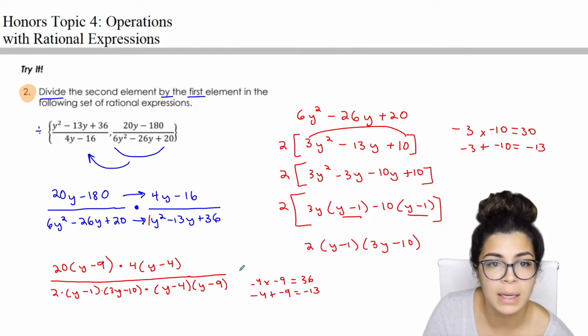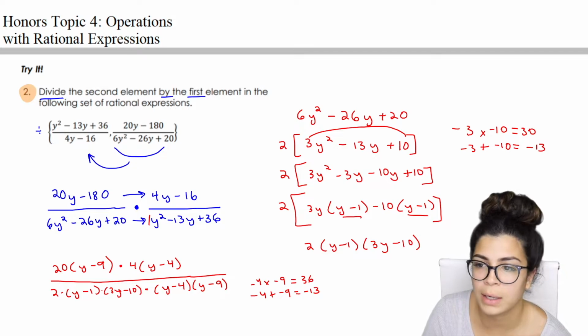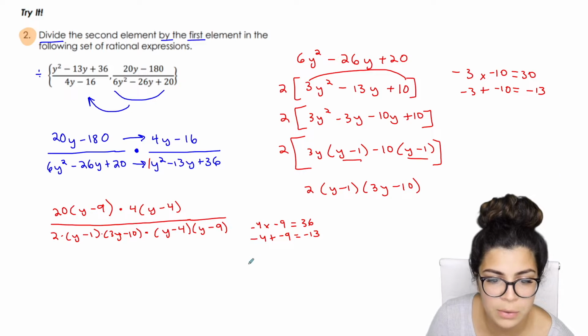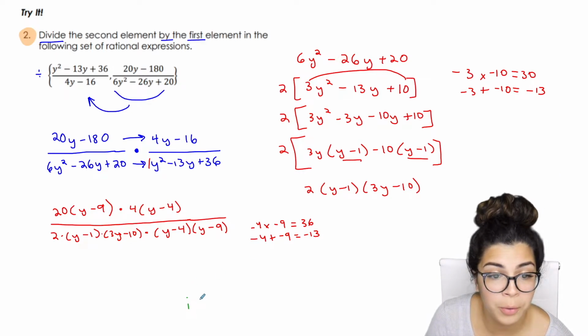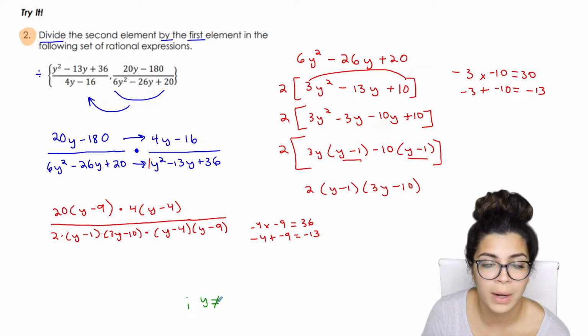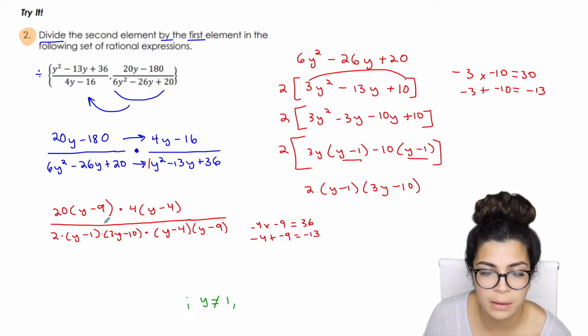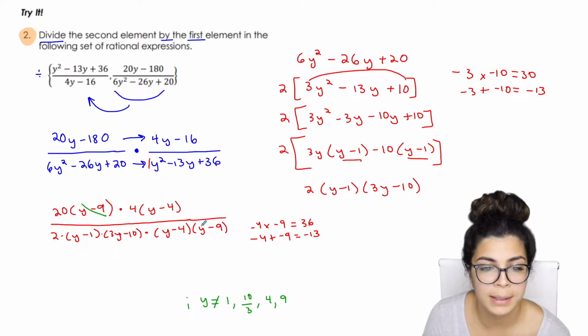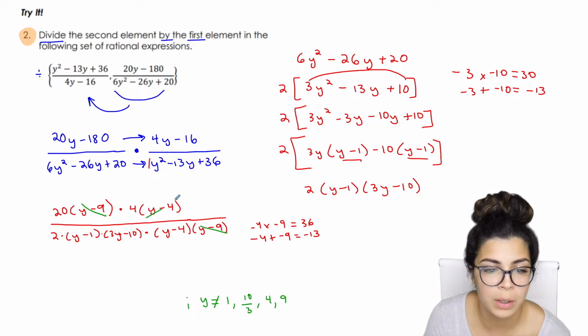Okay. Now that we have it completely factored, let's cancel out any common factors. And again, before I forget, let me just write my excluded values. So the variable y, right, what value will make the denominator 0? Because that cannot be. So y cannot be 1, y cannot be 10 thirds, y cannot be 4, and y cannot be 9. Okay. Moving right along, we can cross out y minus 9 and y minus 4.